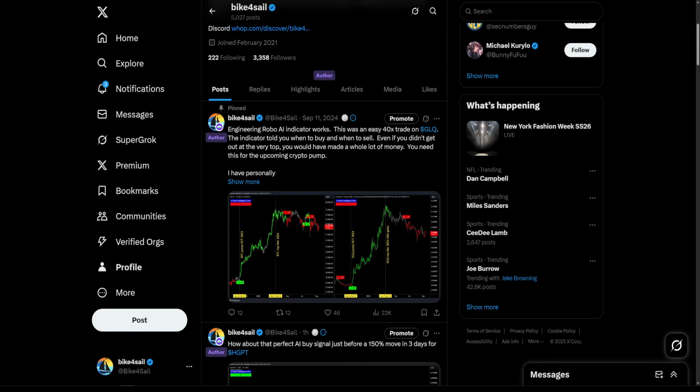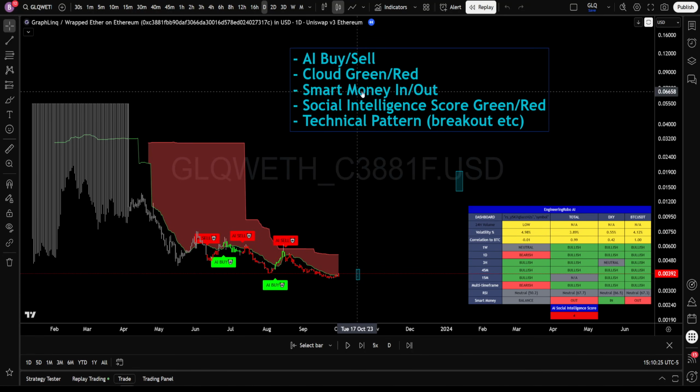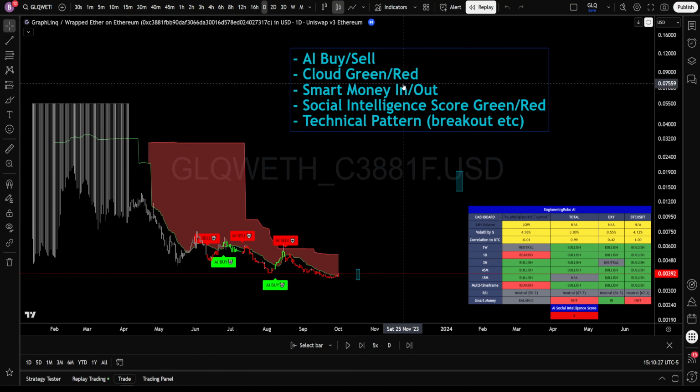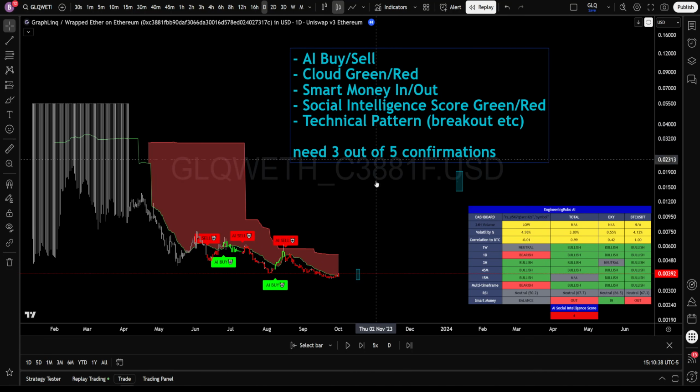So if we look at this as it was actually taking place, and I've got the replay all set up here. So currently we're under the cloud. So there's really no reason to consider taking a long just yet, right? But at the same time, we want to be considering these 3 out of 5. Tuck that in here. Okay. So we need 3 out of 5 confirmations.